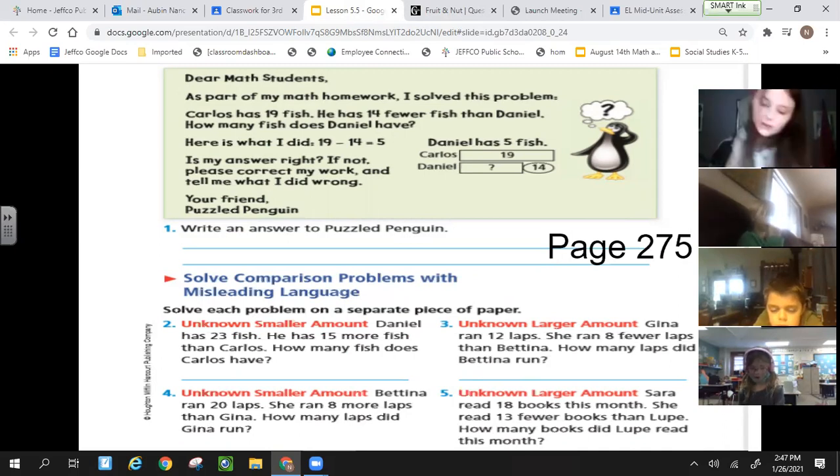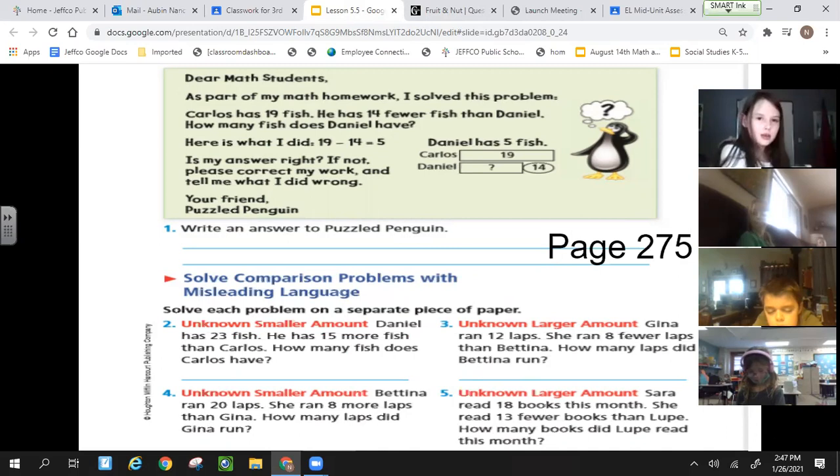Ready to rock? Dear math students, as part of my math homework, I solved this problem. Finn, August, come sit here, bud. I solved this problem. Carlos has 19 fish. He has 14 fewer fish than Daniel. How many fish does Daniel have? Here's what I did. 19 minus 14 equals 5. Daniel has 5 fish. Is my answer right? If not, please correct my work and tell me what I did wrong.